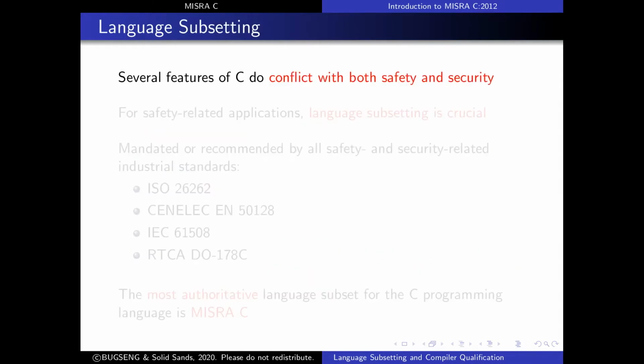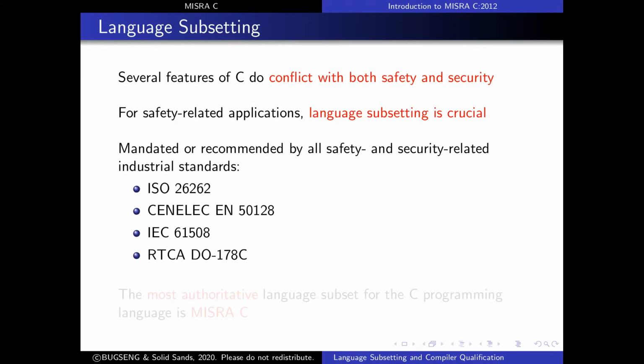So what is the solution? The solution found in industry was language subsetting. So you don't program your critical applications in C, you program them in a subset of C where the possibility of running into bad things is highly reduced, and in some cases it is completely removed. So language subsetting is now mandated or recommended by all safety and security related industrial standards. And today, the most authoritative language subset for the C programming language is MISRA C. So that's why we are interested.